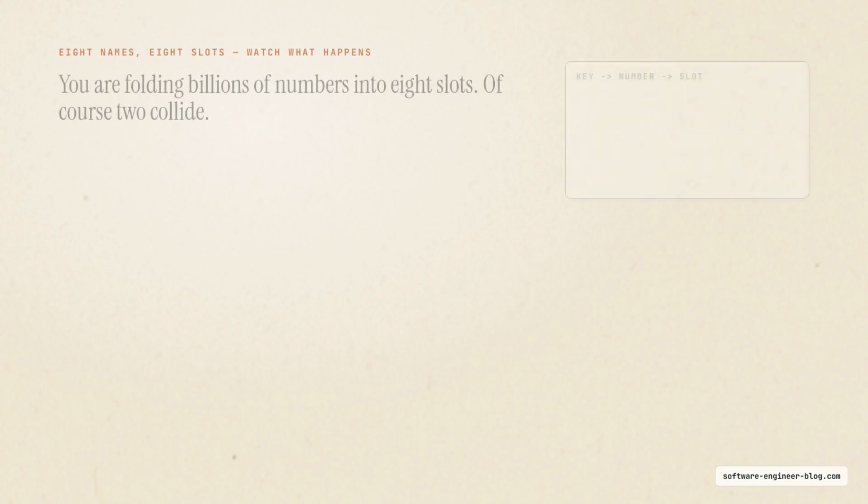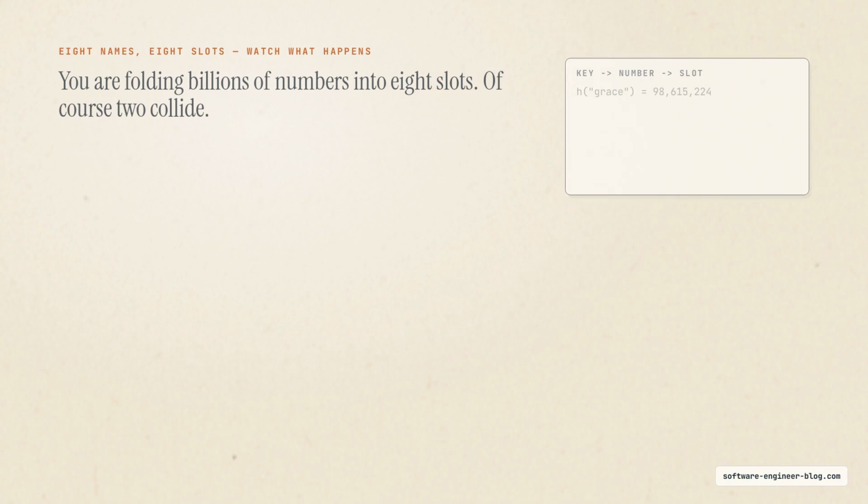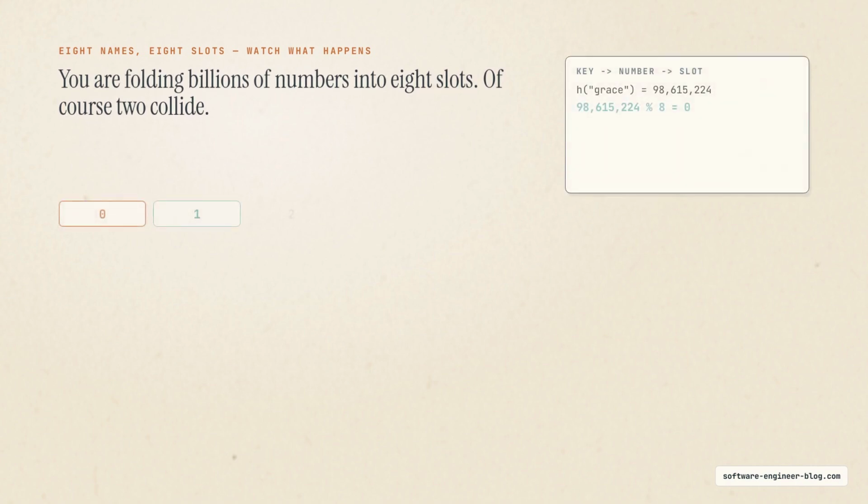Let's watch 8 names go in. Grace hashes to about 98 million. Modulo 8, that is 0. So Grace goes in slot 0. Barbara lands in 1, Ken in 4, Linus in 7.